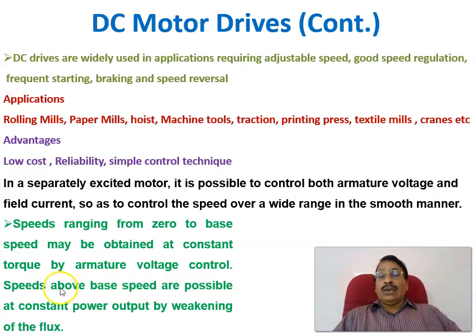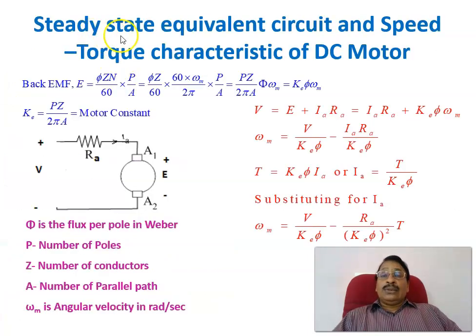Now, if you want to control the motor above the base speed, the speed corresponding to the rated voltage, that is above that one, it is possible at constant power output by weakening the flux. By weakening the flux, it is possible. Or above the base speed, we are using the field control, and below the base speed, you are using armature voltage control. Coming to the steady state equivalent circuit and the speed torque characteristics of the DC motor.